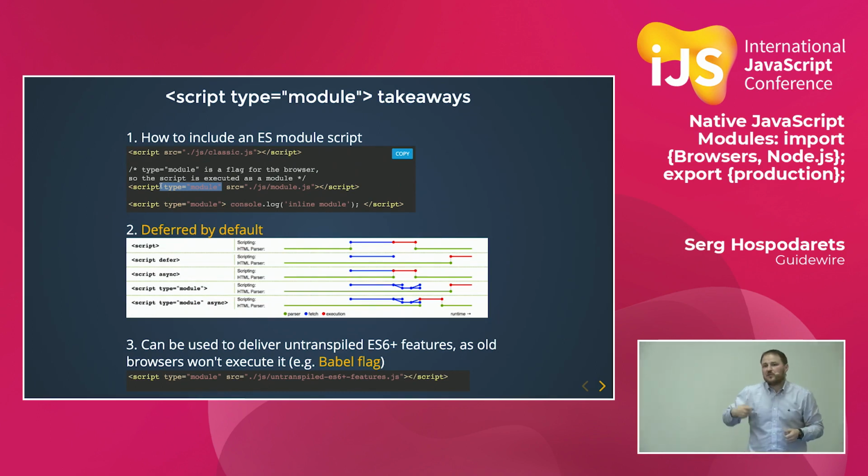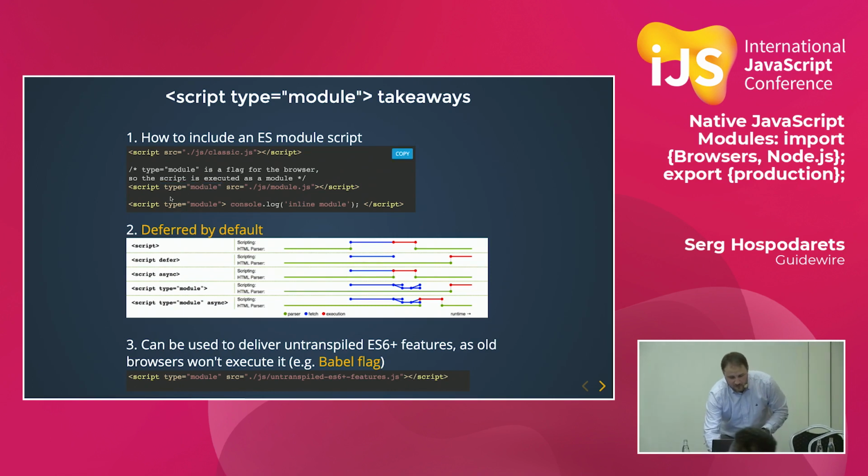Type module will make this import and export work. Why? Because it's executed in strict mode by default. We'll discuss that a bit later. So this flag is required. Without this flag, scripts are executed in a different way, not in strict mode. That's mostly why we needed this particular flag.